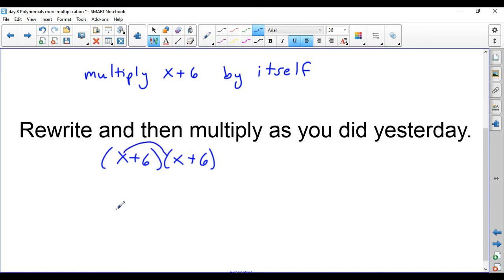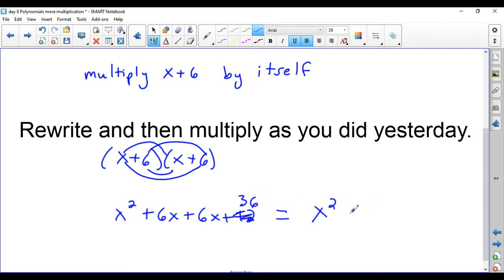You can do FOIL, first, outer, inner, and last. Oh, that's 36. And then combine your like terms. 6x plus 6x is 12x. And I have my 36. Or you could do your boxes.